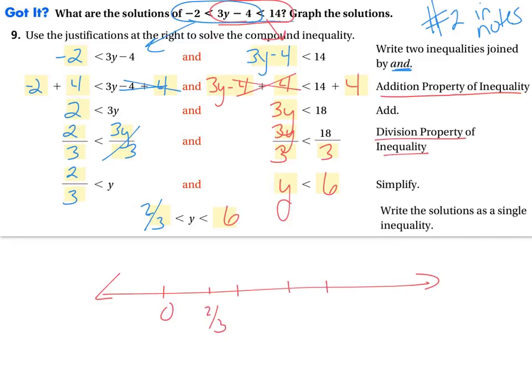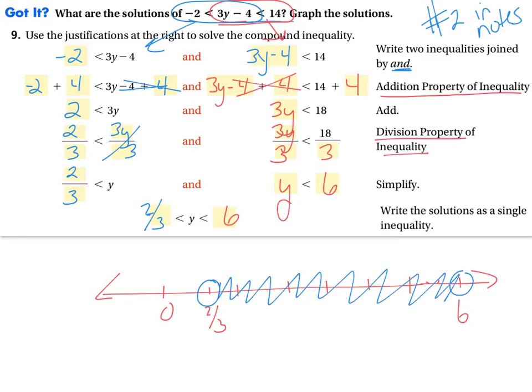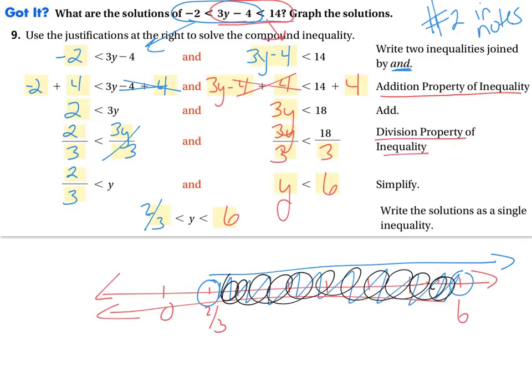2, 3, 4, 5. Oh, I should have made my line a little longer. 6. And I would graph an open circle here, an open circle at 6, and notice that y is the union of both of these. So y is all numbers greater than 2/3 and less than 6. But my union, my shaded area here, is what my solution would be, including open circles at both ends.